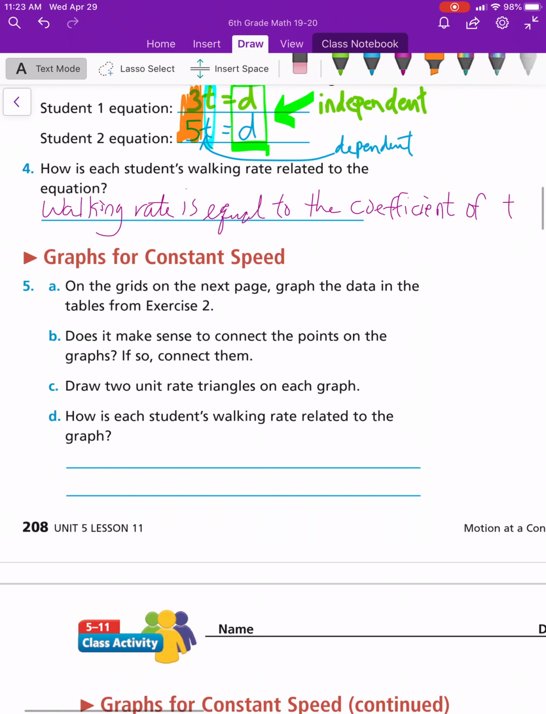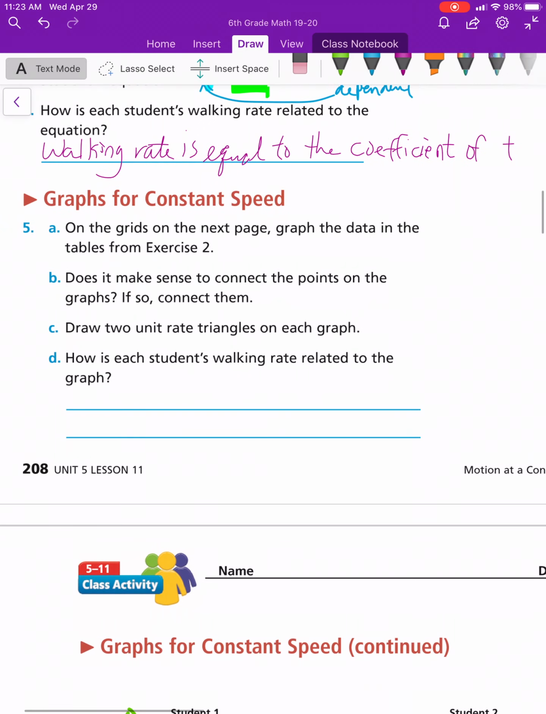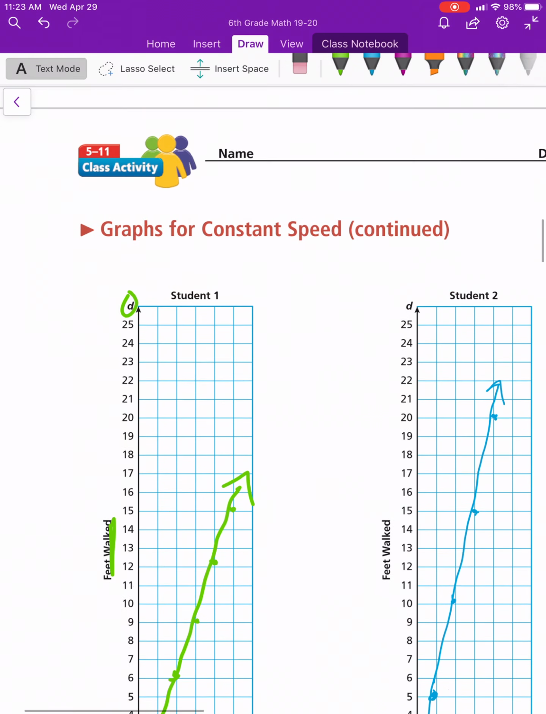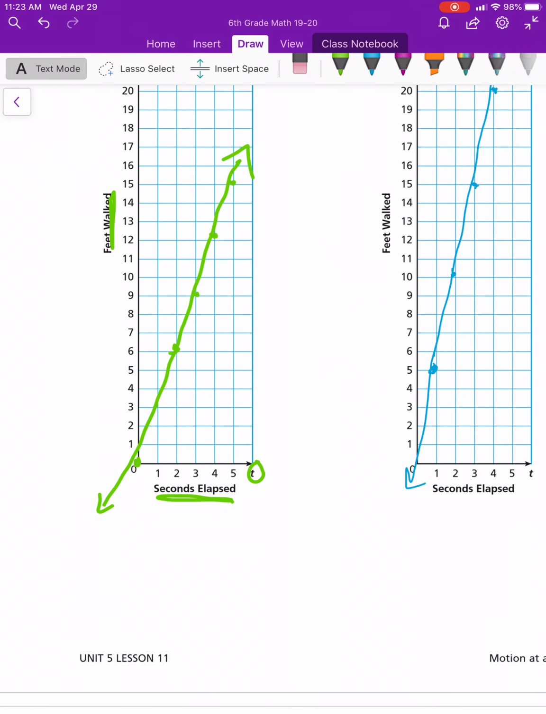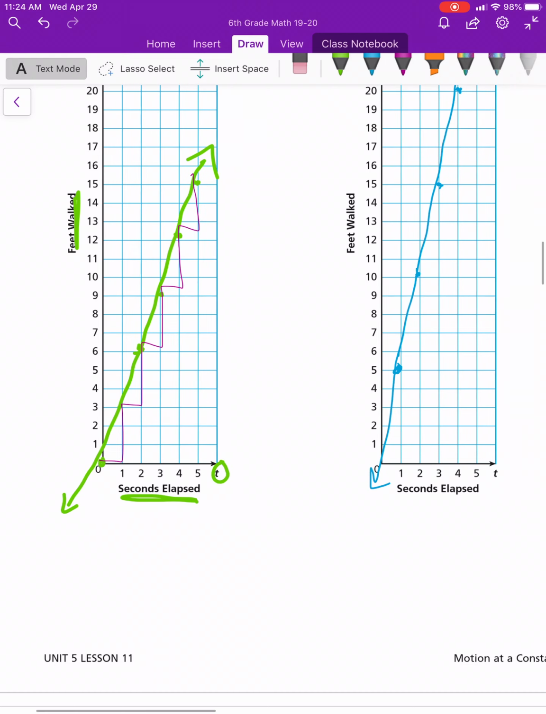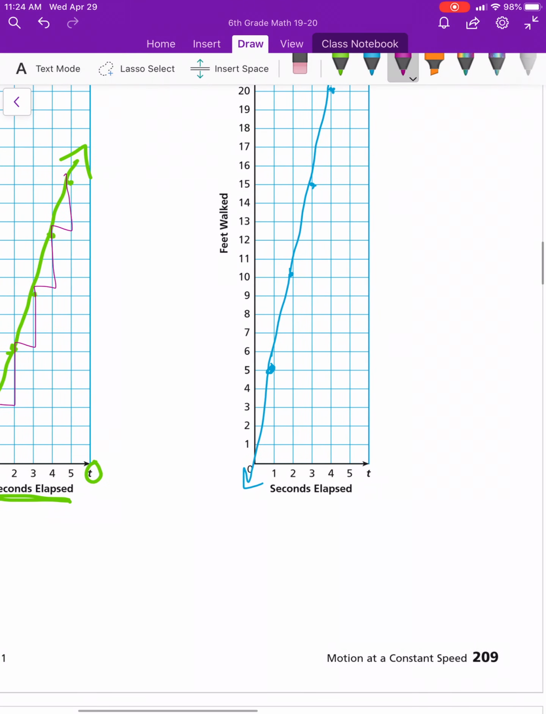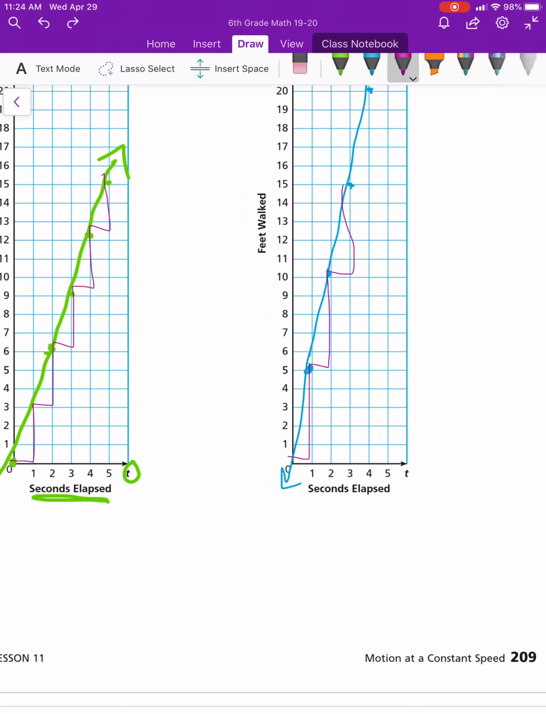Okay, now let's go back up to this section. Does it make sense to connect the points on the graph? Yeah, it does. So we did. We connected them. Draw 2 unit right triangles in each graph. So I'm going to do this one in purple. It wants us to do this rise over run. Have we talked about rise over run? I think we did in challenge math in Agile Minds. This is called rise over run, and oops, that one's not pretty.